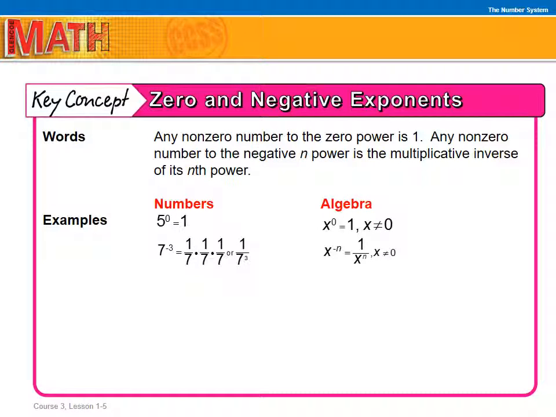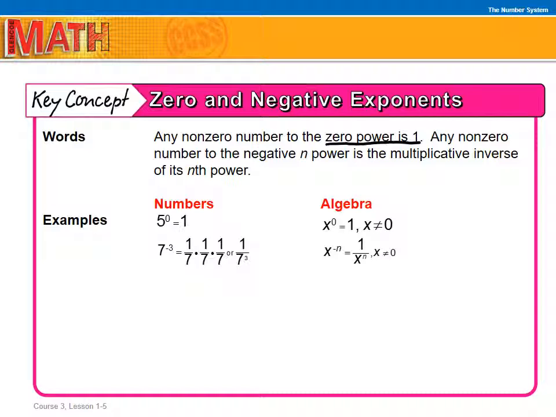Key concept: zero and negative exponents. Any non-zero number to the zero power is 1. Doesn't matter what number it is. Any non-zero number to the negative n power is the multiplicative inverse of its nth power.